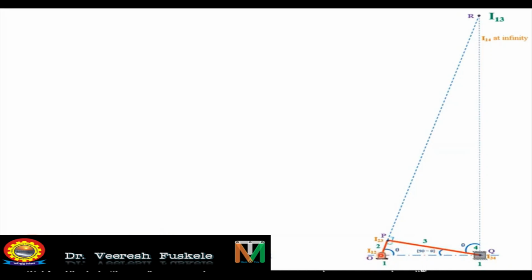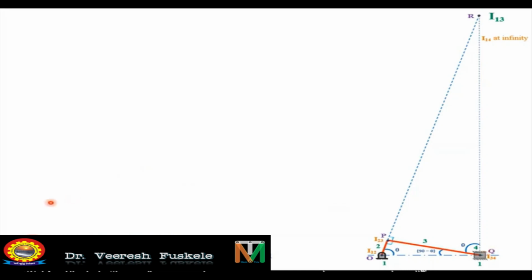Further, as this line has this whole angle of 180 degrees, this angle RPQ will be 90 degrees. Similarly, as this angle is 90 degrees, angle PQR will be theta, as this is 90 minus theta, so the remaining will be theta. So knowing these angles, we will find out the lengths RP and RQ.